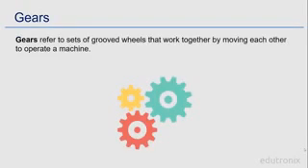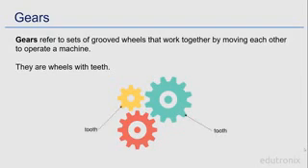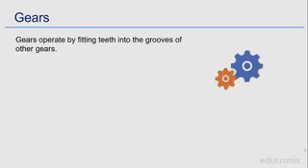A gear refers to a set of grooved wheels that work together by moving each other in order to operate a simple machine. These wheels have teeth on them that they use to connect to each other. You can see on this example the teeth that are used to turn other gears or machine parts. Gears operate when the teeth of one gear are fixed into the grooves of another gear. When this happens and one gear is turned, the other also begins to turn.